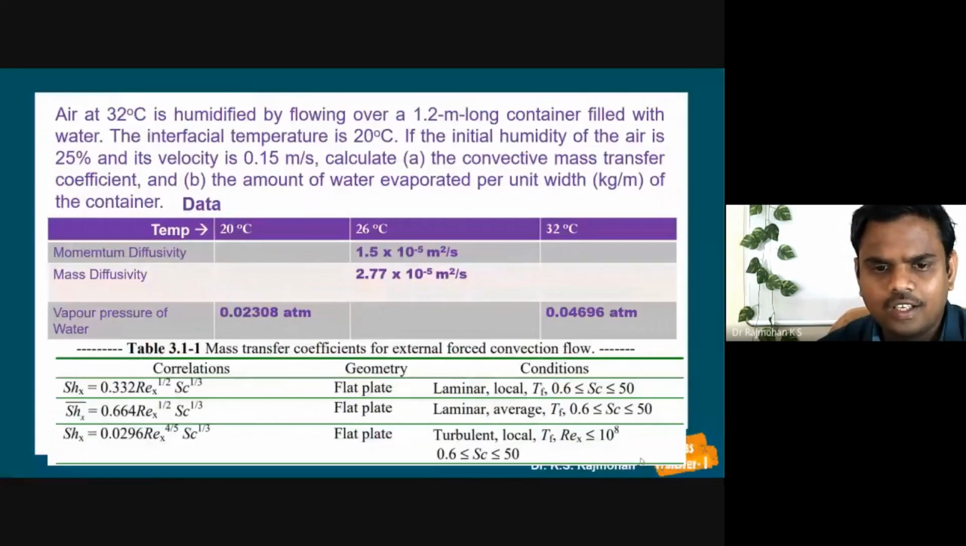Please write the given data. So we have momentum diffusivity. What is momentum diffusivity? It is mu by rho, the kinematic viscosity. Kinematic viscosity mu by rho is 1.5 into 10 power minus 5, and similarly the DAB value is 2.77 into 10 power minus 5.